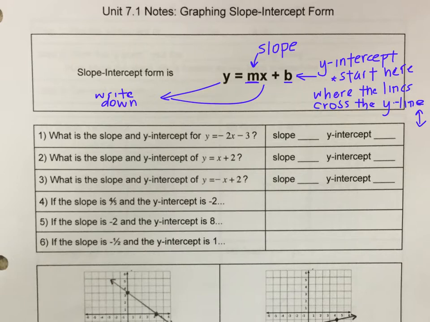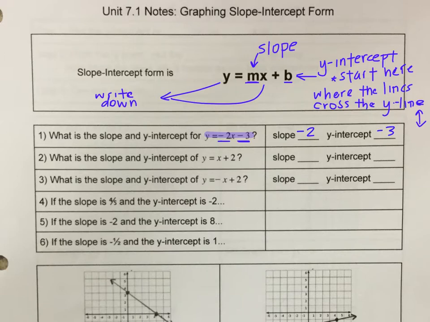All right. Now we're going to take an equation and figure out what our slope is and what our y-intercept is. So y equals negative 2x minus 3. Well, the m would be right there where the negative 2 is, so that's our slope. And our b would be right here, so it would be minus 3.